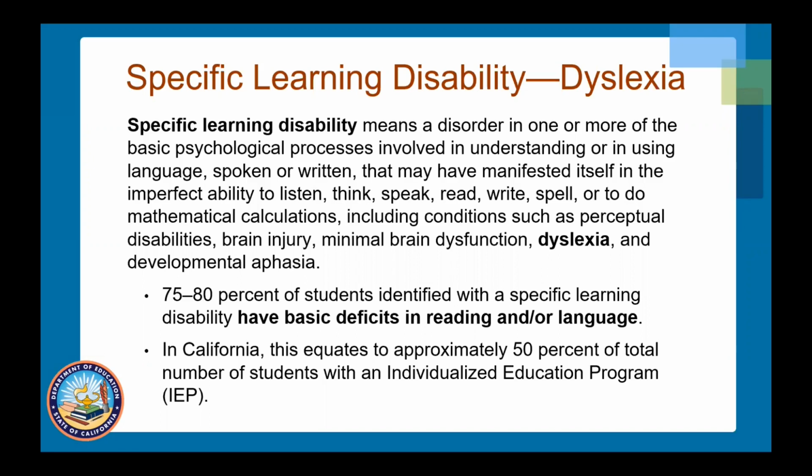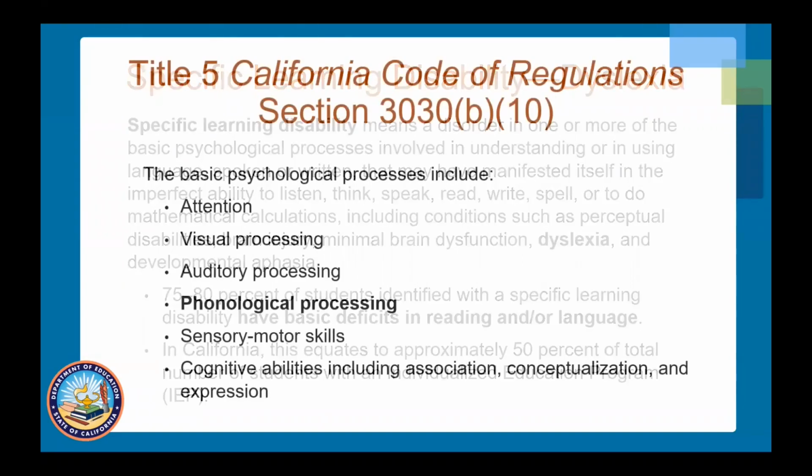We also know that students with reading difficulties make up a significant percentage of our special education population. In California, this equates to roughly 50% of the students who have an individualized education program, or IEP.